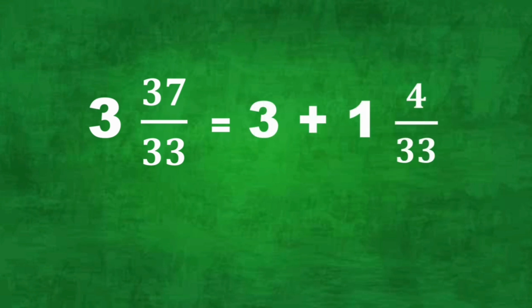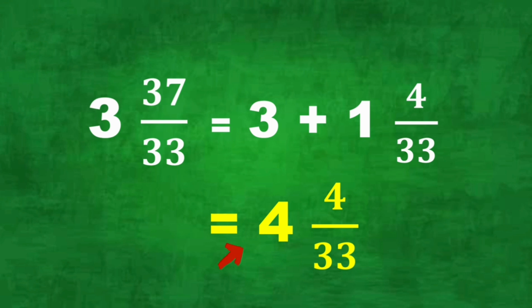This is an improper fraction, so we need to change it into a mixed number. So 3 and 37 over 33 will become 3 plus the mixed form of 37 over 33, which is 1 and 4 over 33. Then add. 3 plus 1 is 4, then copy the fraction 4 over 33.